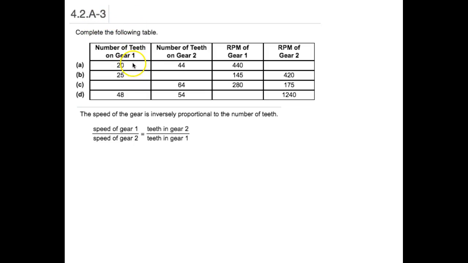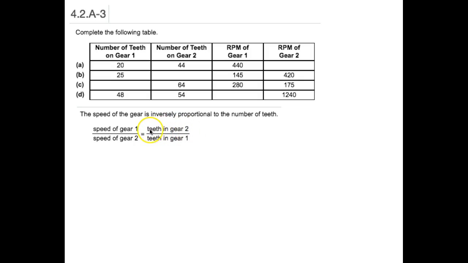This is question 4.2.A-3, and it has to do with the gear ratio in relation to the RPM of the gear. The thing to remember on this problem is that the speed of the gear is inversely proportional to the number of teeth. So when two quantities are inversely proportional, in your proportion, if you have information about gear 1 in the numerator on the left and gear 2 in the denominator on the left, you want to switch what you're trying to relate it to around.